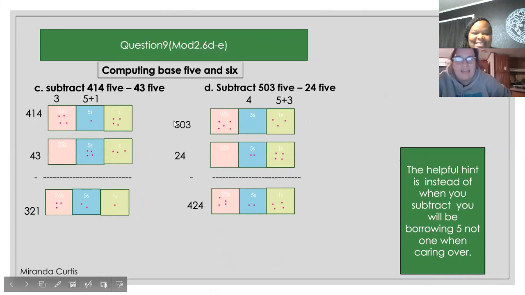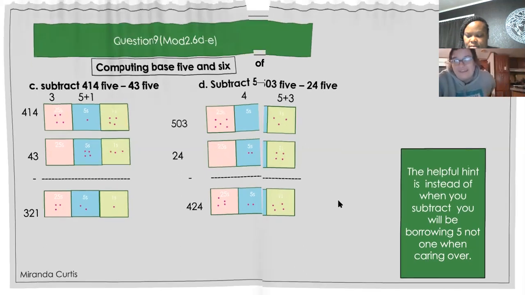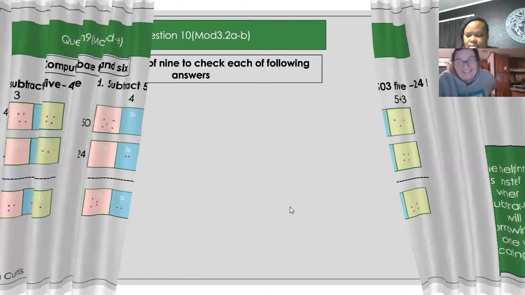But we had to take 1 from the 5. So we're really taking 5. So that made 4 because then the 3 needed to take 1. So 4 minus 2 is 2. Put 2 dots down here. And then 5 plus 3, because remember we're taking 5, not 1. 5 plus 3 is 8, and we're going to do 8 minus 4 gives us 4. So it's going to give us 424. So hopefully we got all that. Hopefully that makes it a little bit easier.